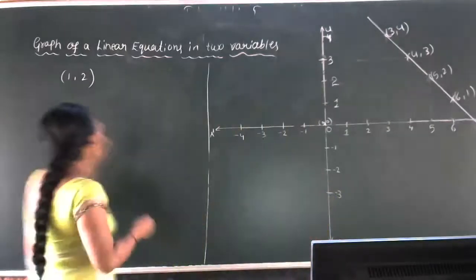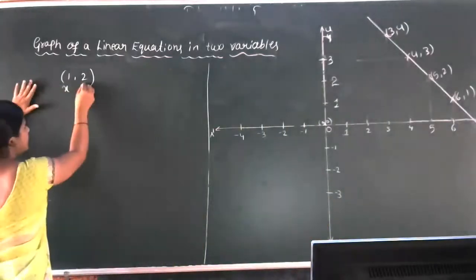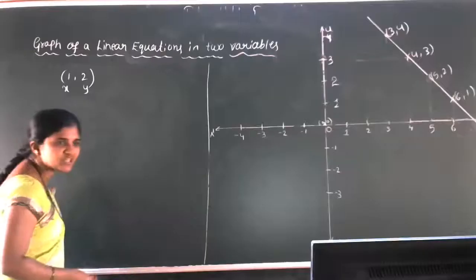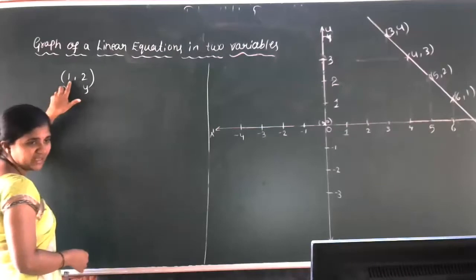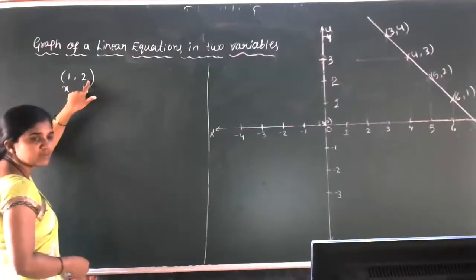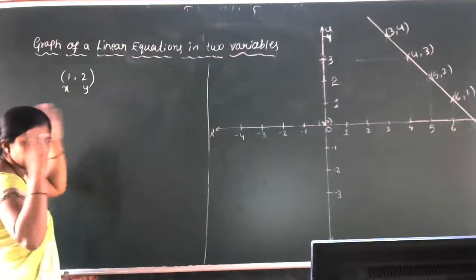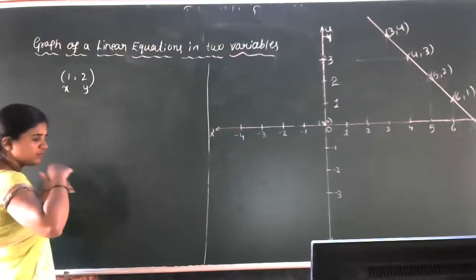So 1 is in the x place, then y must be 2. Can you write the equation? Yes, what you have to try now. If we substitute 1 in the x place, then the y value must be equal to 2. That time you have to form the equation. So you can form the equation.